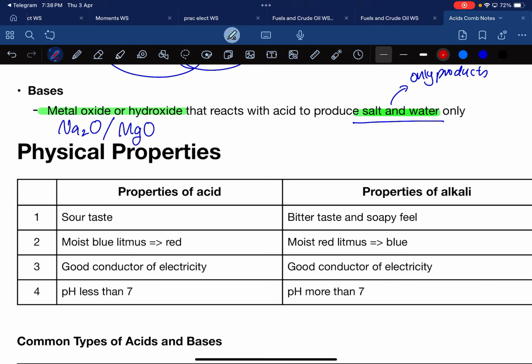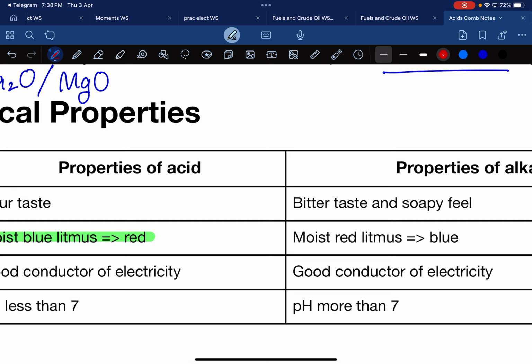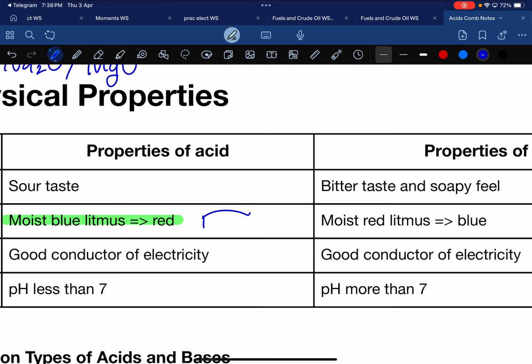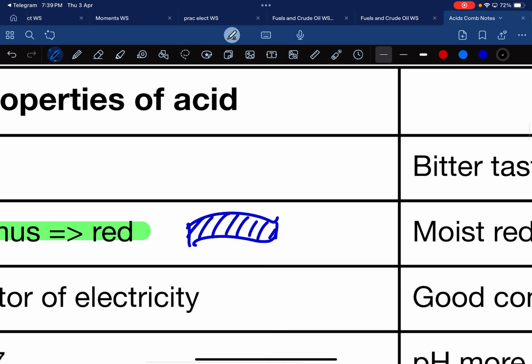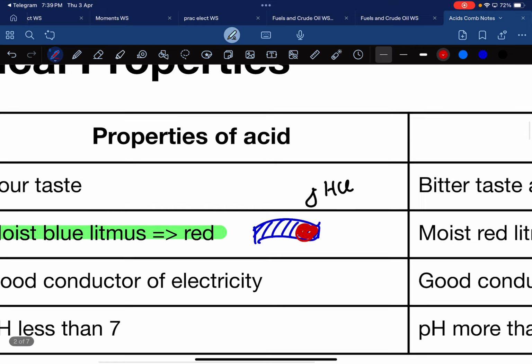Another thing. It turns blue litmus red. Have you guys seen litmus paper before? Good. Okay, so it's just a strip. In this case, I'll be using blue litmus. What's going to happen to this blue litmus is, if let's say you drop some HCl, some hydrochloric acid onto it, this part is going to become red color. That's all. It turns blue litmus paper red color.